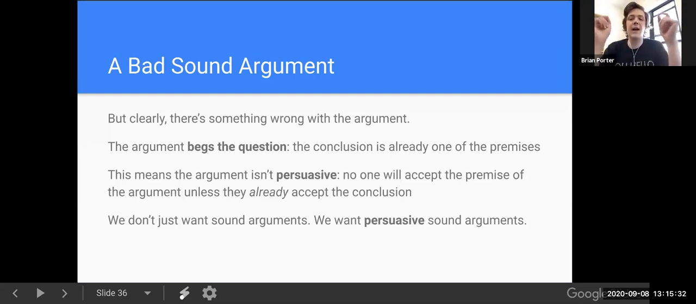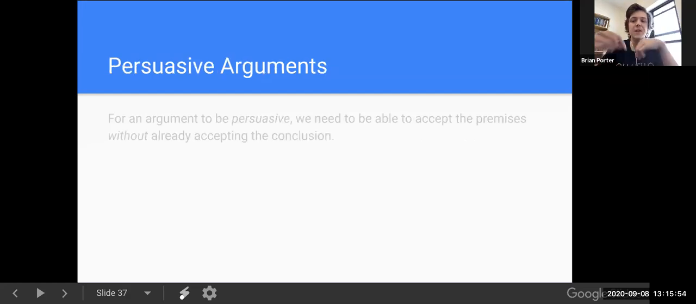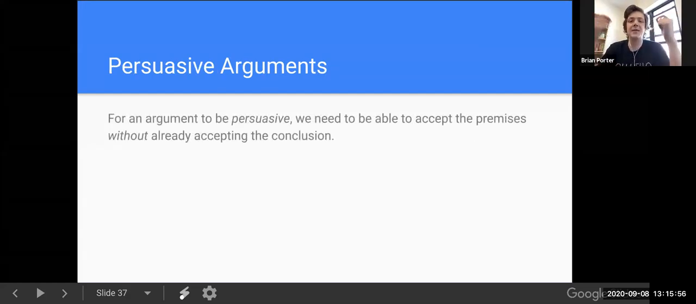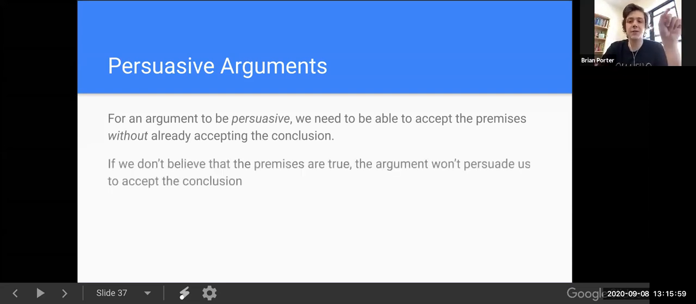So what we want in philosophy are not just sound arguments. We want persuasive sound arguments. We want sound arguments such that you could, at least in principle, accept the premises of the argument without already having accepted the conclusion. So for an argument to be persuasive, we need to be able to accept the premises without already accepting the conclusion. Because if we don't believe the premises are true, if we don't accept the premises as true, then the argument won't persuade us to accept the conclusion.